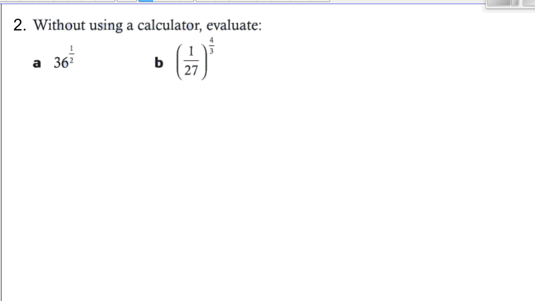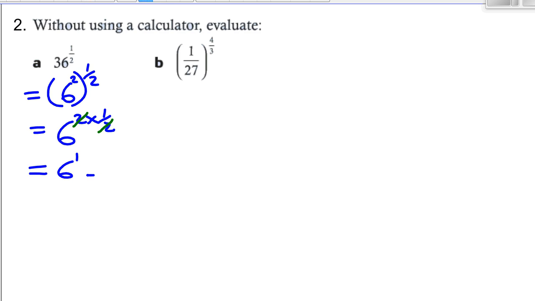Okay. Number 2, 36 to power half means the square root, but alternatively what you can do is 36 is same as 6 squared to power a half, which means 6 to power 2 multiplied by a half. Now these will cancel, so you just remain with 6 to power 1, which is 6. And that will be your answer.